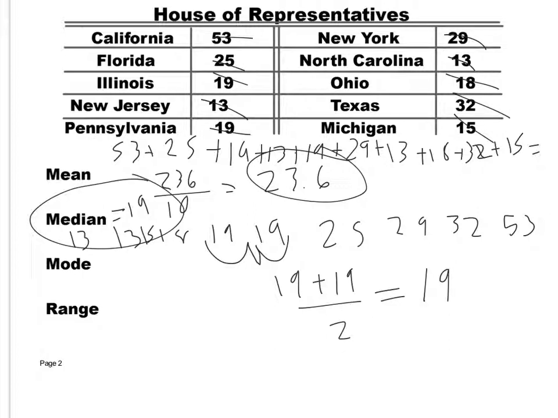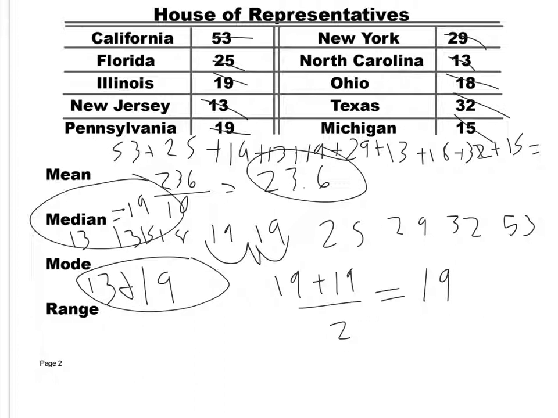How do I find mode? See what appears most. Alex, what number appears most? 19 appears how many times? But is that the only number that appears twice? 13 does too. Okay? Mode can be several numbers. So it's 13 and 19.